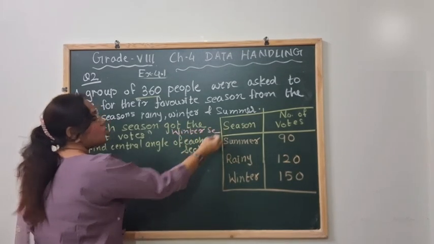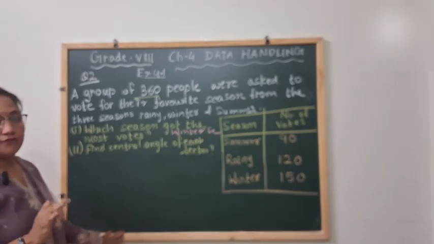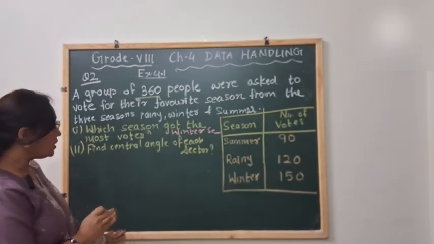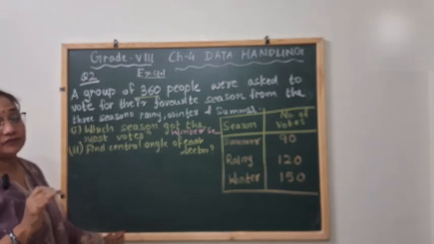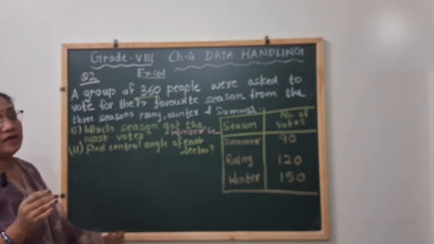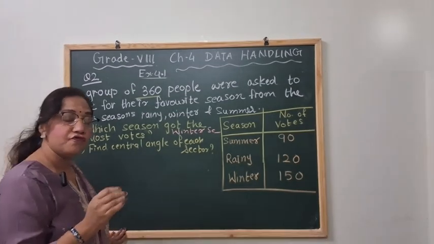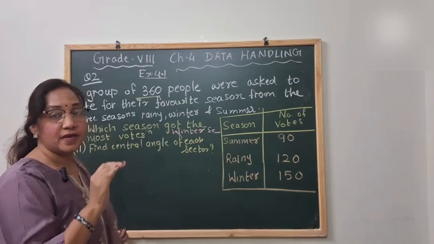Winter season got the most number of votes. Now find the central angle of each sector. Central angle is the angle which helps us to make a pie chart.